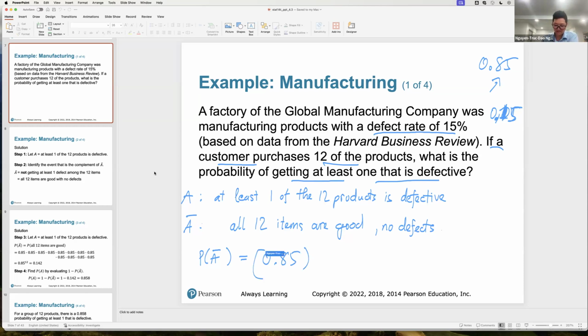And since we have 12 items, you need to multiply this number 12 times, and it gives you 0.142. So that is the probability of having all 12 items good, no defects at all. Now the last step: the probability of A equals 1 minus P of A bar. Then you just do the subtraction, and we are done, right? 0.858. So that is the final answer. Are we good, everyone? Any questions or comments so far?